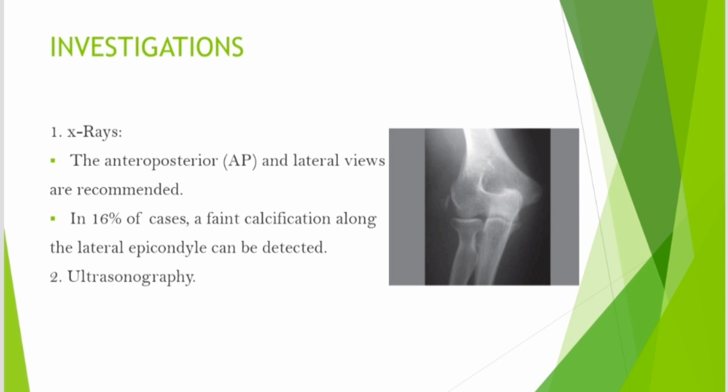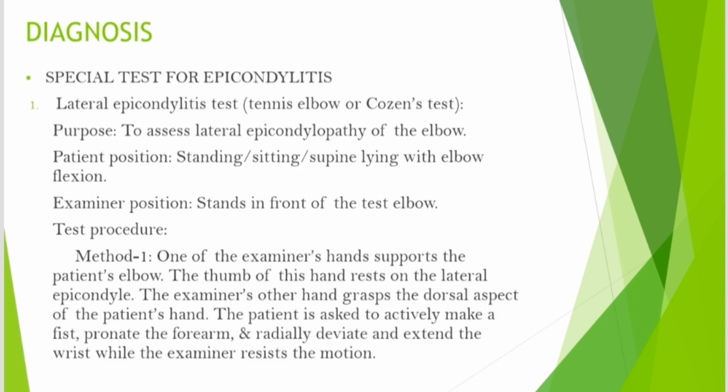Investigations: the anterior-posterior and lateral views of the X-rays are recommended. In 16% of cases, a faint calcification along the lateral epicondyle can be detected, and ultrasonography is also helpful. Diagnosis: special test for epicondylitis. Lateral epicondylitis test, also called tennis elbow or Cousins test. Purpose: to assess lateral epicondylopathy of the elbow.